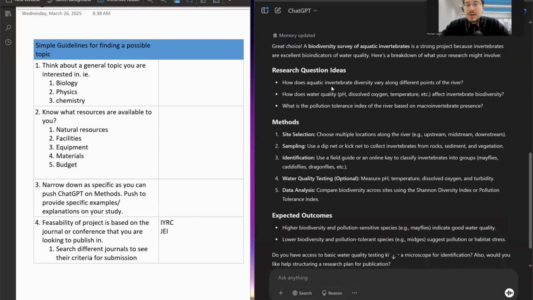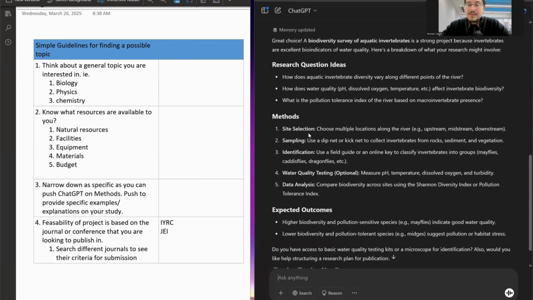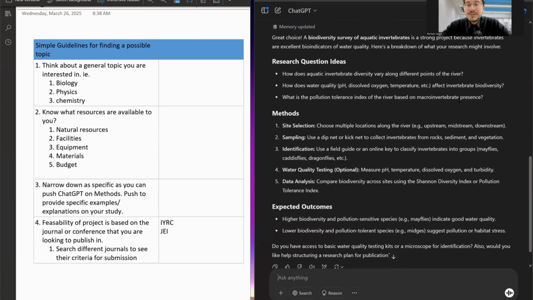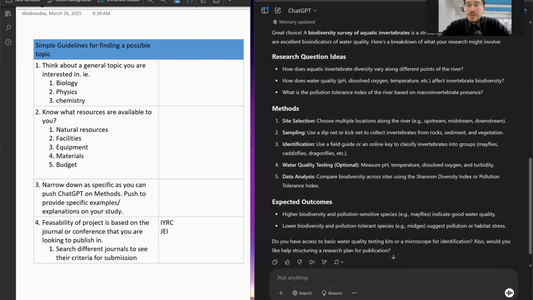Okay. How does aquatic invertebrate diversity vary along different points of the river? Right. How does water quality affect invertebrate biodiversity? Right. And you're measuring different things: pH, dissolved oxygen, temperature, flow rate of the river. All of the abiotic factors that you should be a little bit familiar with if you're an AP Bio student. What is the pollution tolerance index of the river based on macroinvertebrate presence, right? So these are some research questions that are already specific enough that you can tailor your whole research project.